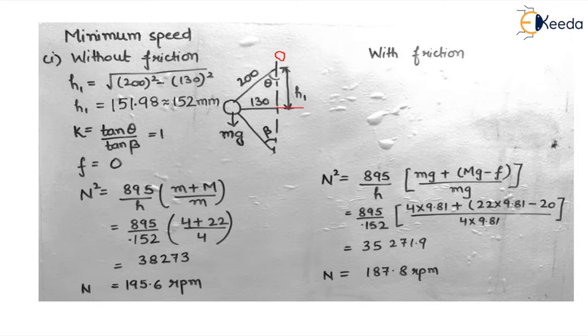There is no force of friction. This is the case without friction. So the simple formula is N squared equals 895 upon h, times mass of ball plus mass of sleeve upon mass of ball. You place the values and you get the answer.